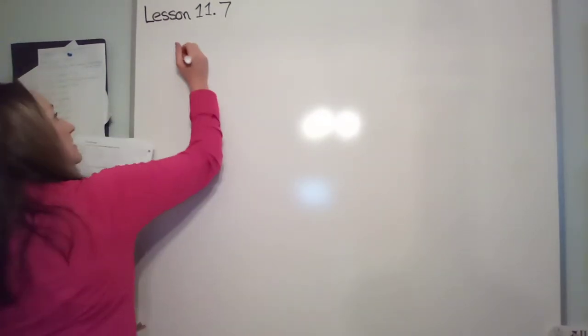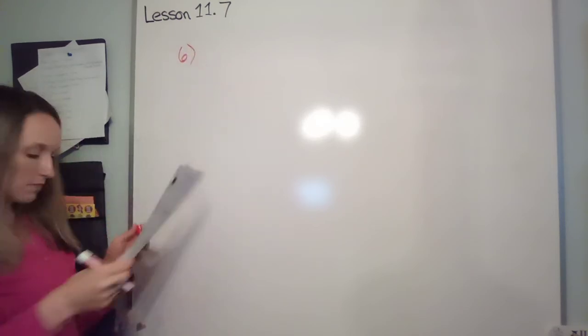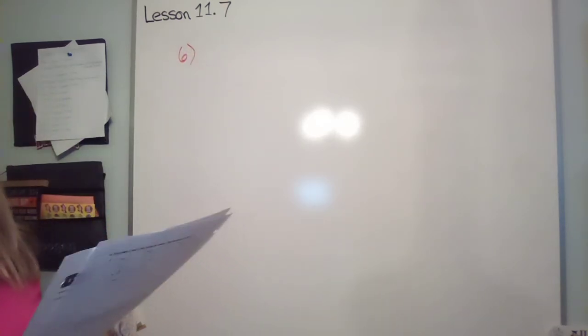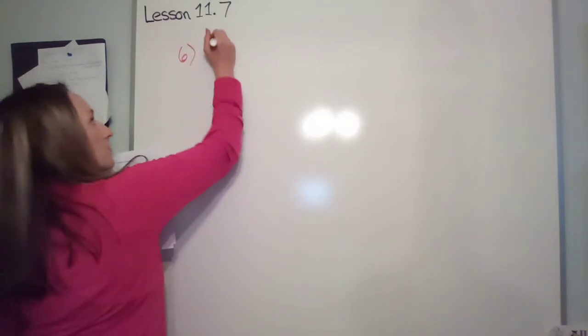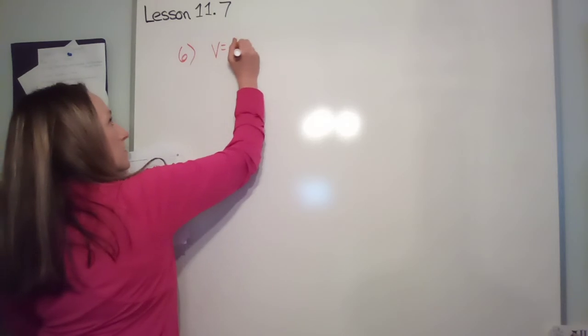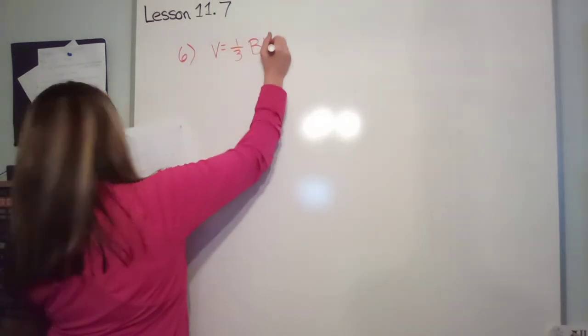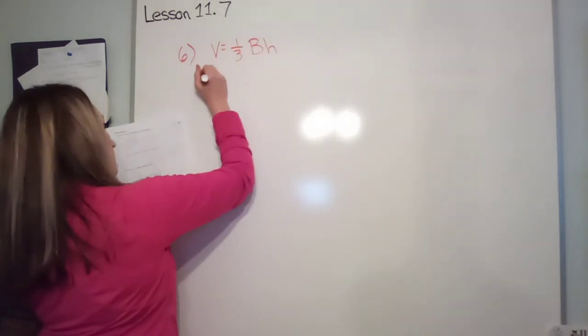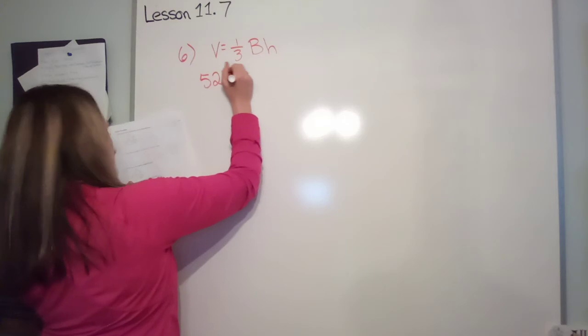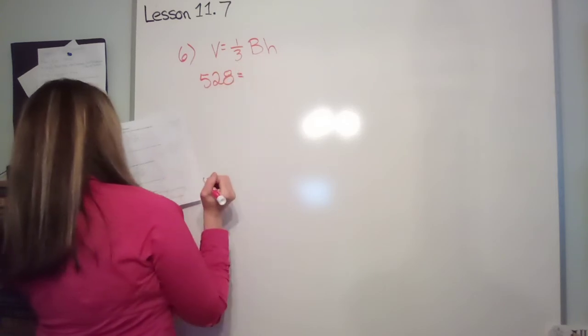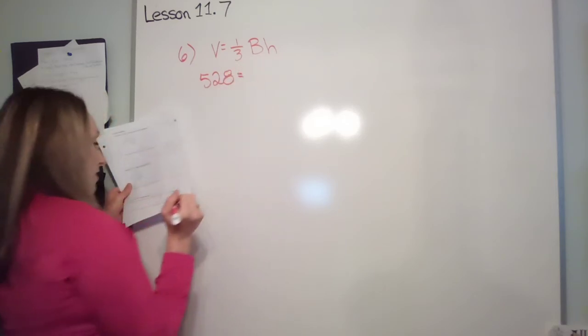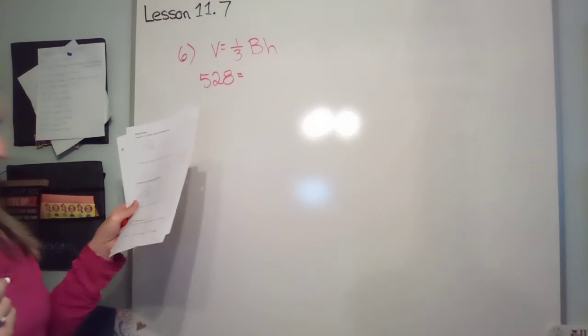Problem number 6. A right cone has a volume. All right, so I'm going to write my volume formula, 1/3 BH. The volume is 528. It has a diameter of 12 meters. Find its height. And it's a cone.